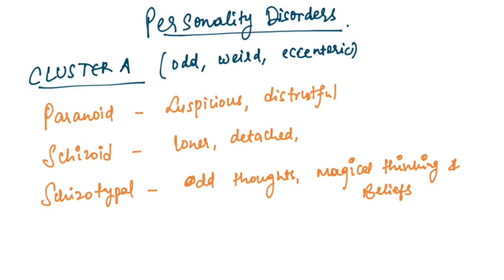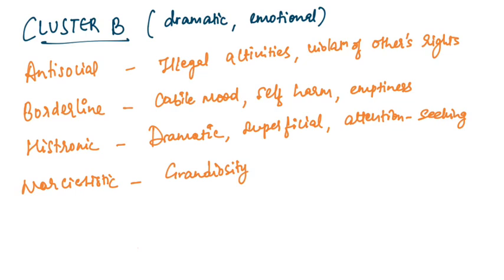First of all, I will be starting with the personality disorders. There are three types: cluster A, B and C. We will be talking about cluster A first. These are people who are odd, weird and eccentric. They are classified into paranoid, who are suspicious and distrustful; schizoid, who are loners and detached; and schizotypal, who have odd thoughts, magical thinking and beliefs. These are included in cluster A type personality disorders.